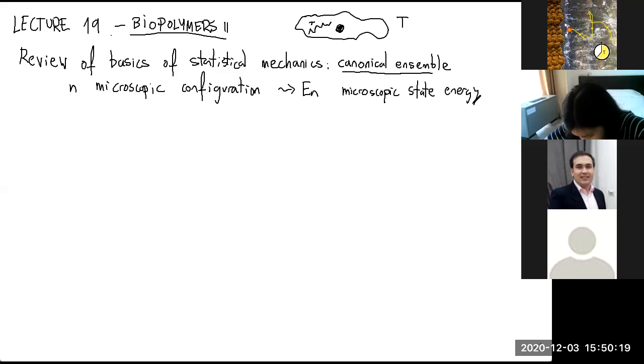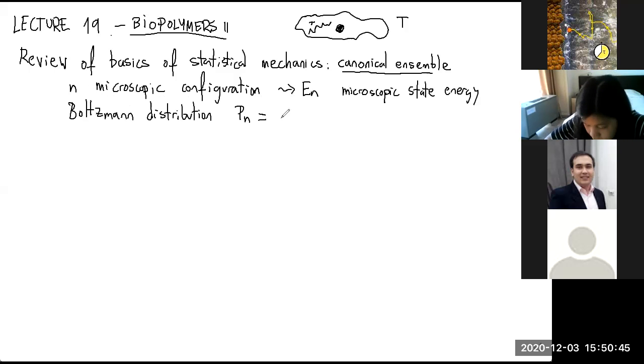Right. So the probability for the configuration n to happen is given by the Boltzmann distribution, as you know, in the canonical ensemble. The probability P of n to find a configuration n in a canonical ensemble is e to the minus beta E n divided by Z. Okay, you should know this by heart. This is very standard in statistical mechanics, right?